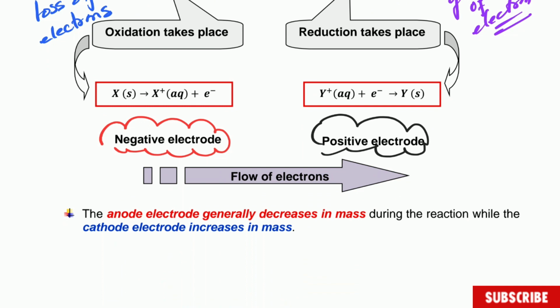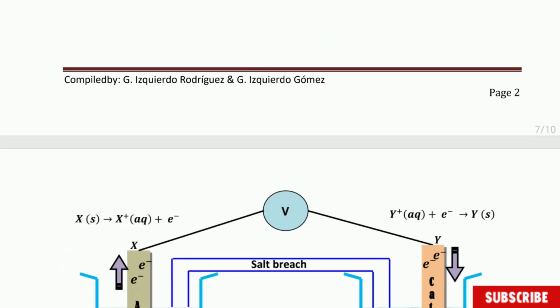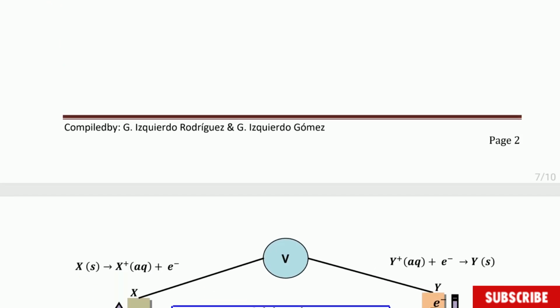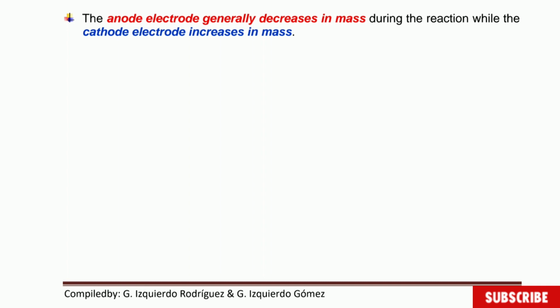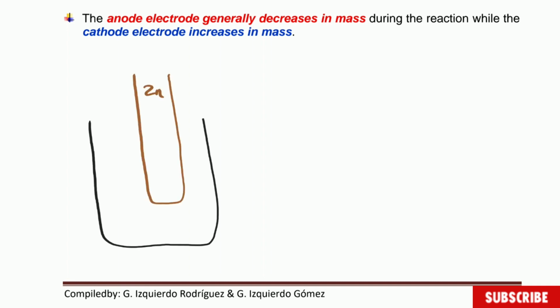Now, the anode electrode generally decreases in mass. That one is important. We're going to go into more details just now or sometime later, but you need to know that generally the anode will decrease in mass during the reaction, while the cathode electrode increases in mass. Okay, so let's have a look at what is actually happening there. Let's say, for instance, we have here a beaker. This is a half cell that is in fact connected to another half cell, but let's only look at what's happening here so you get an idea.